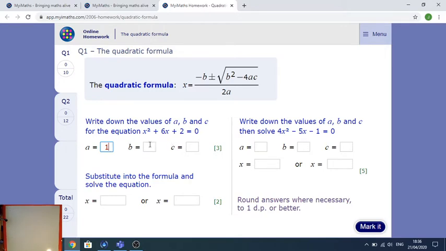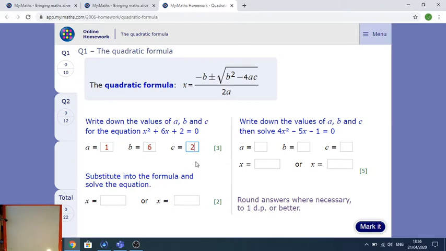B is the amount of x we've got, 6 in this case, so let's fill in 6. And then finally c is the number on the end, the plus 2, so 2. That's when it's rearranged as something x squared plus something x plus something equals 0. So that only applies if you've got the whole thing equal to 0. So anyway, it says substitute into the formula and solve the equation. So the formula is this thing here, and the a, b and c in that formula are the 1, 6 and 2 that we just identified.